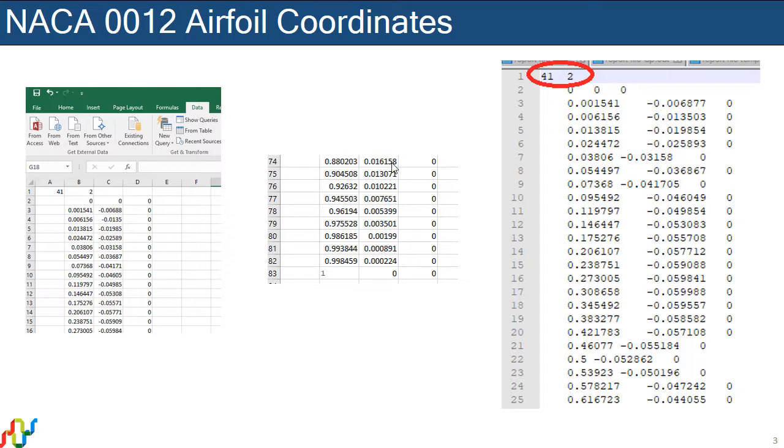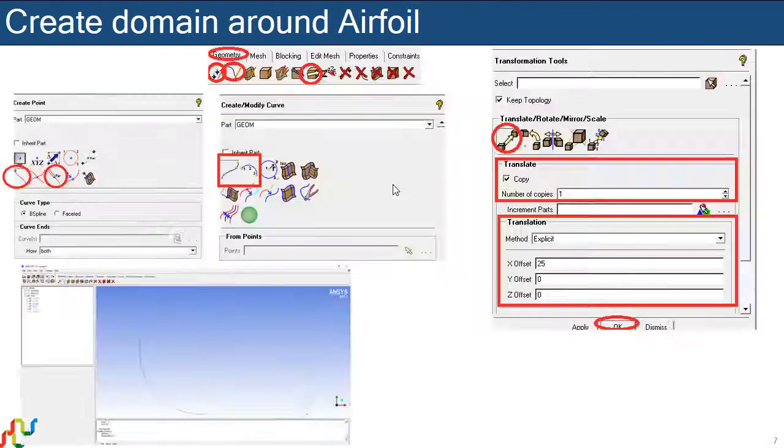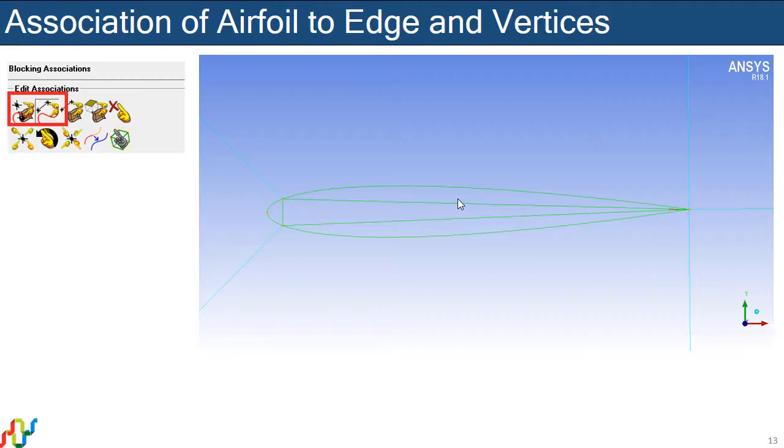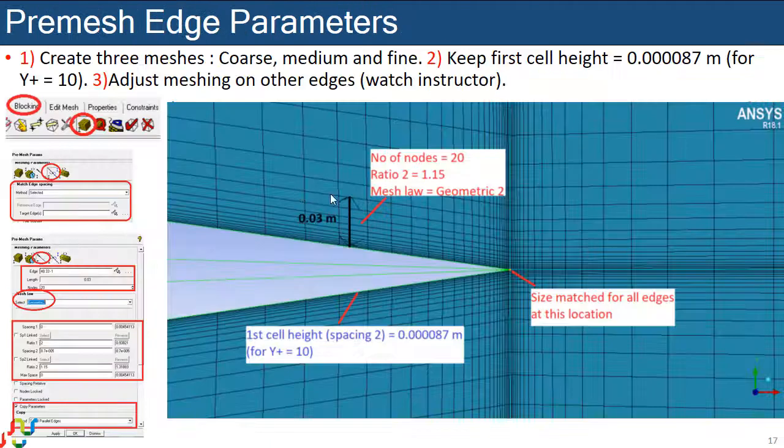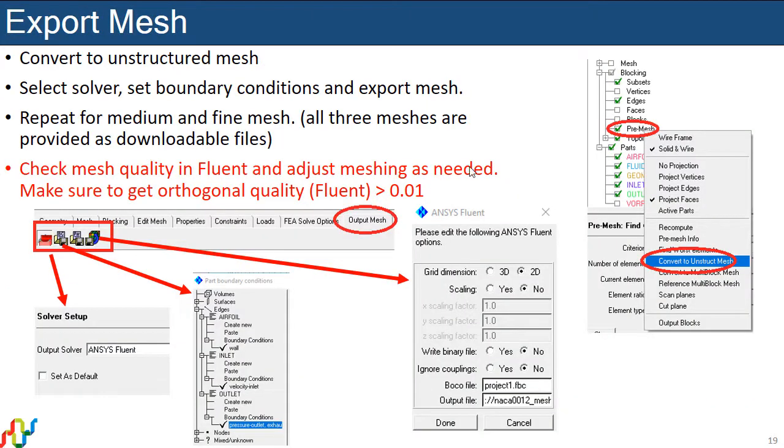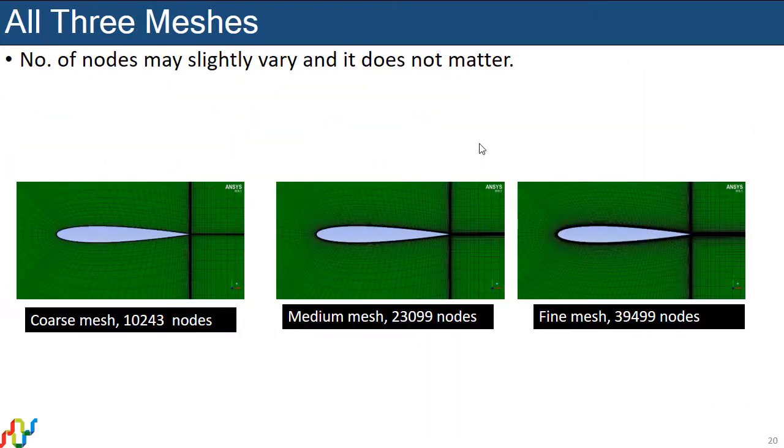So here is the overall procedure given. How to import them, then create parts, and then mesh everything, and how to set the first cell height and the quality, and how to create the 3 meshes, coarse, medium, and fine, to make the mesh independent study.